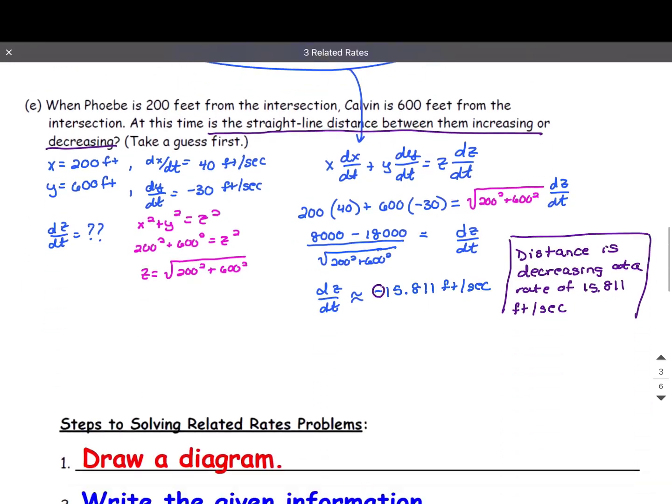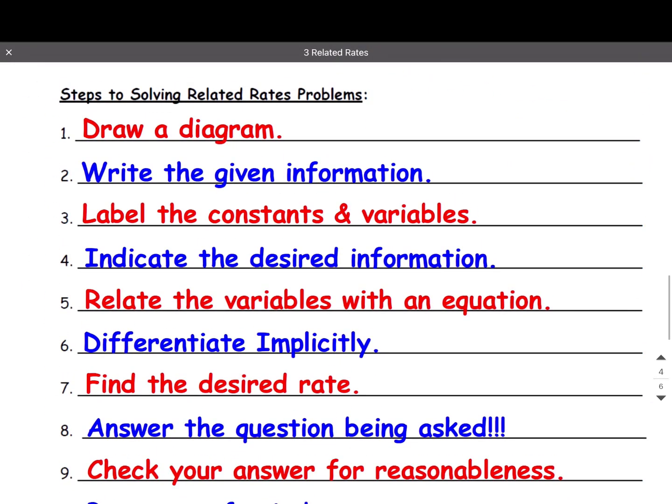Nice. Now, steps to solving related rates problems. Number 1, draw a diagram. Number 2, write the given information. Number 3, label the constants and variables. And number 4, indicate the desired information.